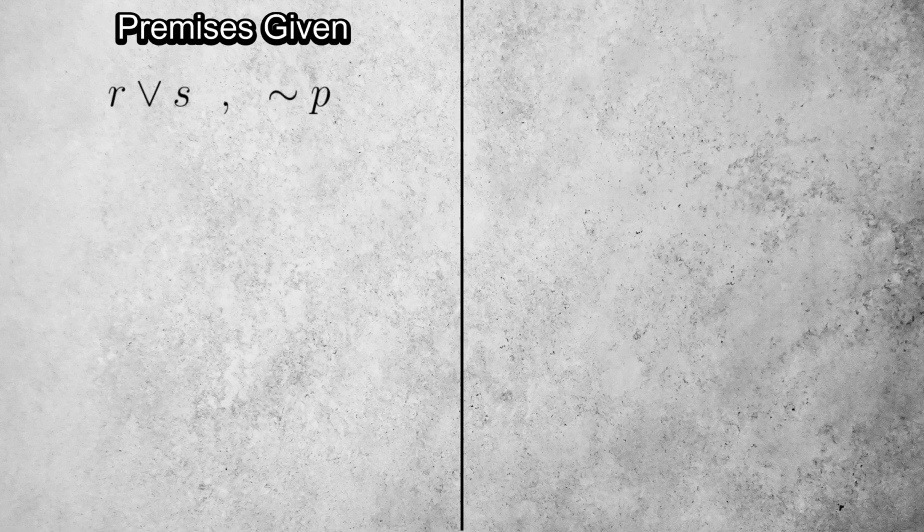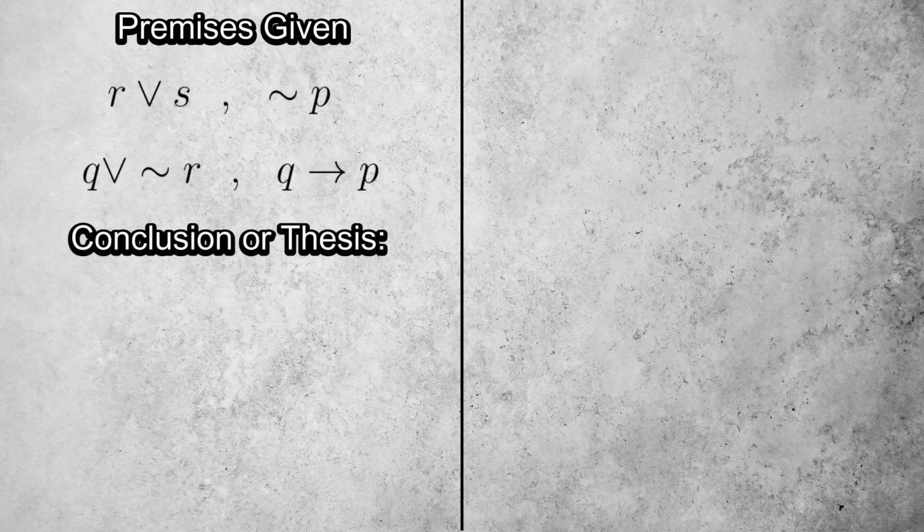Let us consider the following additional deductions. We will consider the following premises. The first one, R or S. Second, not P. Third, Q or not R. And fourth, Q then P. And we have to conclude S.